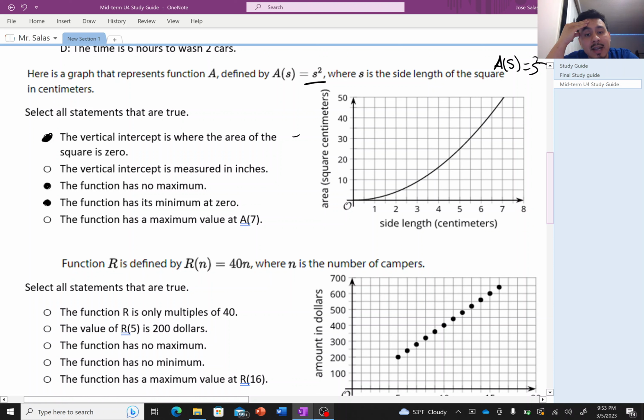The function has a maximum value at A(7). Well, we already determined that there is no maximum for our graph. So A(7) cannot be a maximum value. This one is not true. So the ones that are true are the first statement, the third statement, and the fourth statement. Those three were true.